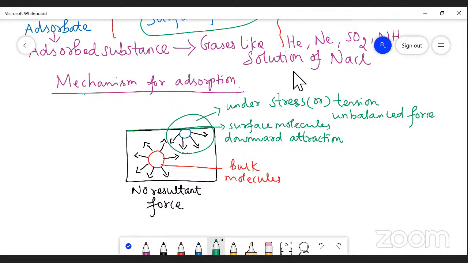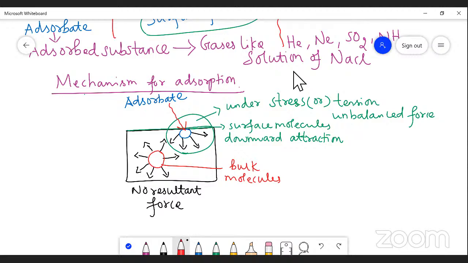To balance that unbalanced force, the surface has a tendency to attract the adsorbate molecule. If you provide the adsorbate molecule, the surface molecule will attract it onto the surface. By this method we can explain the mechanism of adsorption. Why is adsorption necessary? Because adsorption is a surface phenomenon, we should talk about the molecules present on the surface, or the molecules present inside the bulk of the solution.